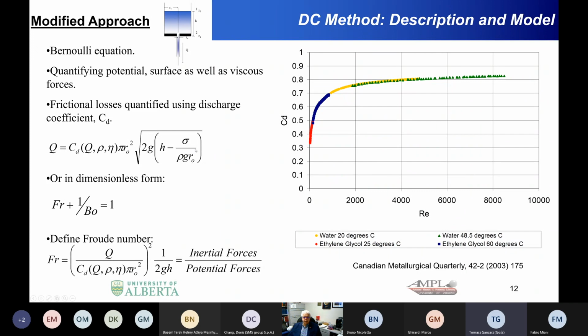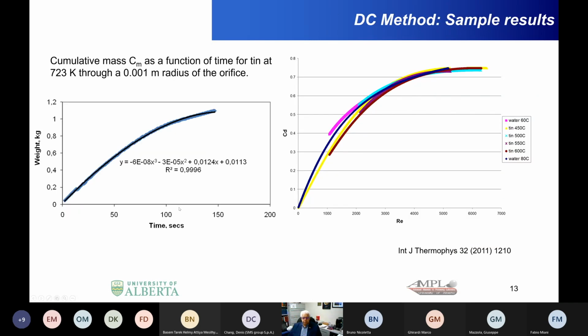If you put this equation in dimensionless form, what you get here is the Froude number plus 1 over the Bond number is equal to 1. So again, we're getting potential forces, inertial forces, and gravity forces at play here. So it follows the fundamentals of what we expect to see for a method that's trying to measure these properties.